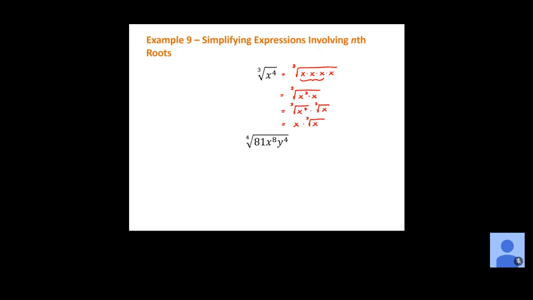All right, now let's take a look at this next one. So we're taking the 4th root of 81 times x to the 8th times y to the 4th. What I'm going to do this time is split up all of these terms, because remember, we're allowed to do that as long as there's multiplication there. So this just becomes the fourth root of 81 times the fourth root of x to the eighth times the fourth root of y to the fourth.